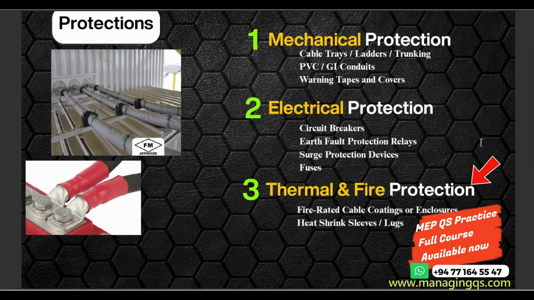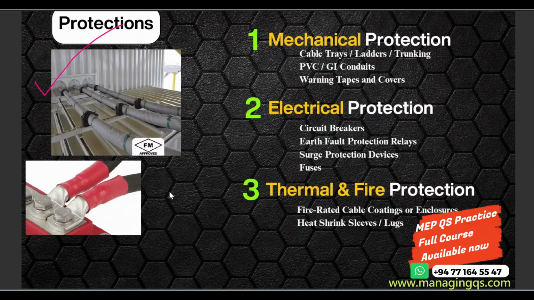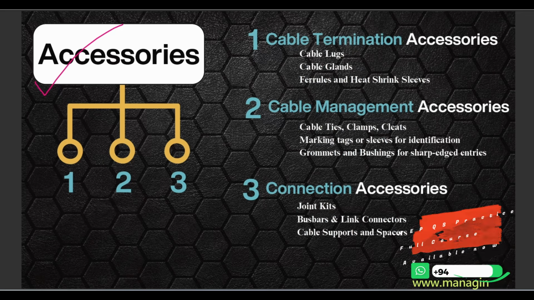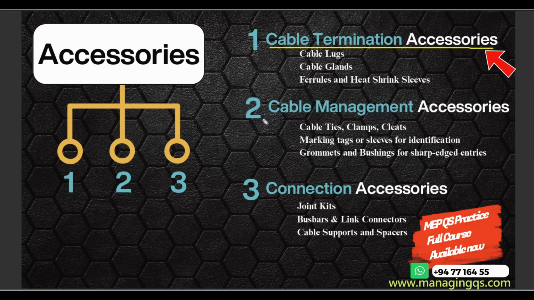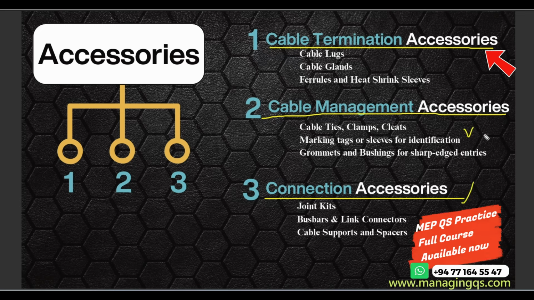And the second thing is necessary accessories. So we already discussed the protection. The second one is the necessary accessories. Necessary accessories, we can also say, come in three types. The first one is the cable termination accessories. The second one is the cable management accessories. The third one is the cable connection accessories. So there are three types of accessories used in this cable measurement.